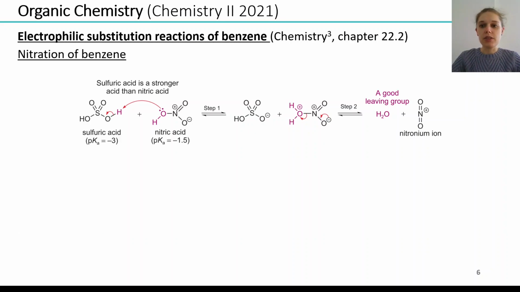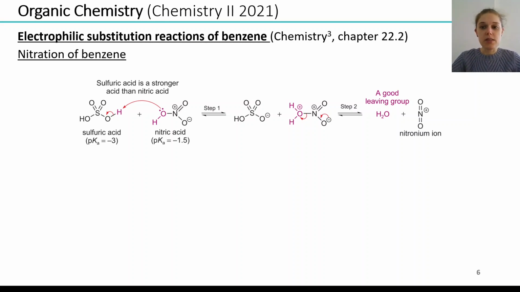Besides the halogenation, we can also perform nitration of benzene. And during the nitration, benzene will be converted into nitrobenzene when we have a mixture of concentrated nitric acid and concentrated sulfuric acid.